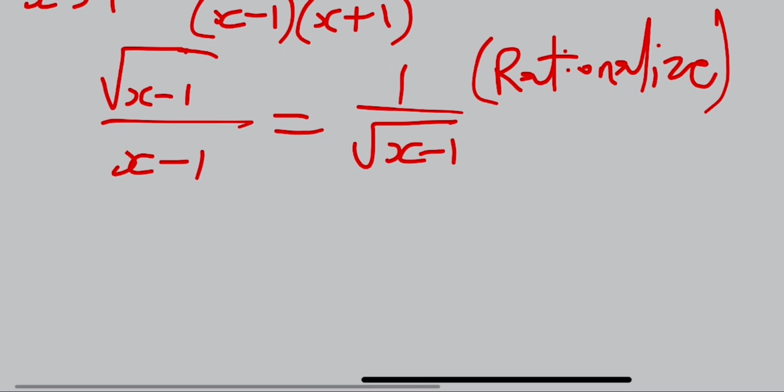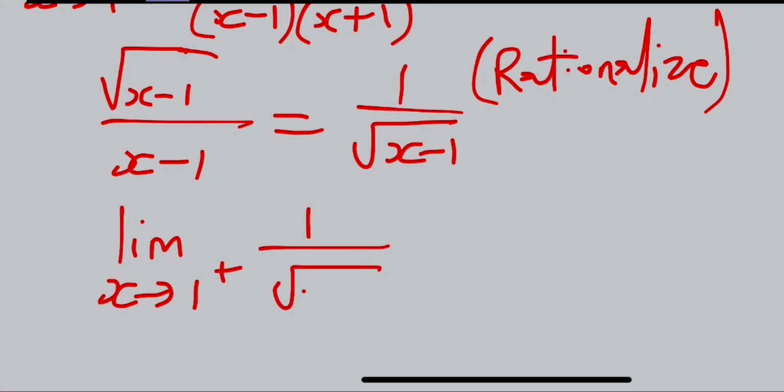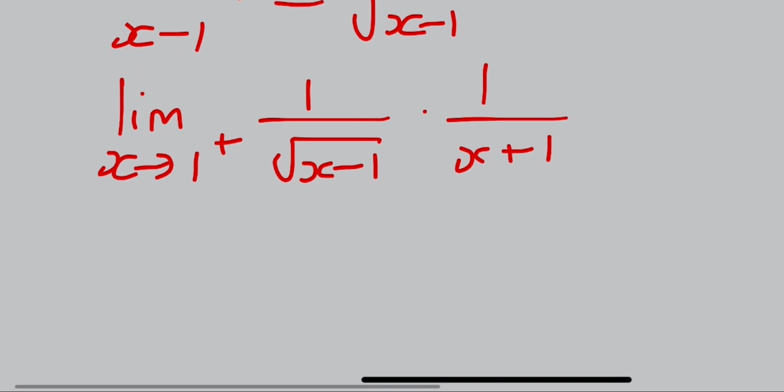So the new limit now is going to be, the limit as x goes to 1 from the right of 1 over the square root of x minus 1 times 1 over x plus 1, right? This is how it's going to look now. This is the new limit. It's the new expression of the limit, by the way. So let's continue.